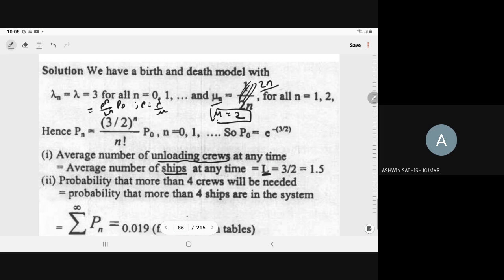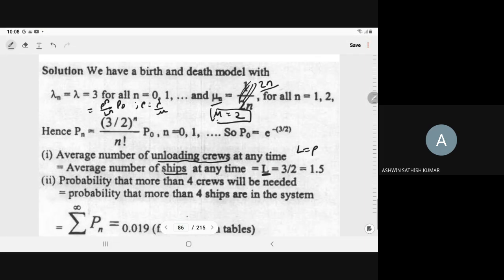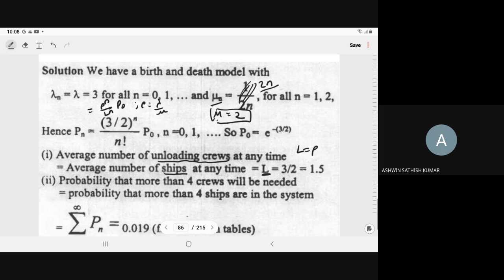And L is equal to what for this model? It is equal to rho. So it will become 3 by 2, and it is equal to 1.5. Next, the probability that more than 4 crews will be needed. That is, the probability that more than 4 ships are there.